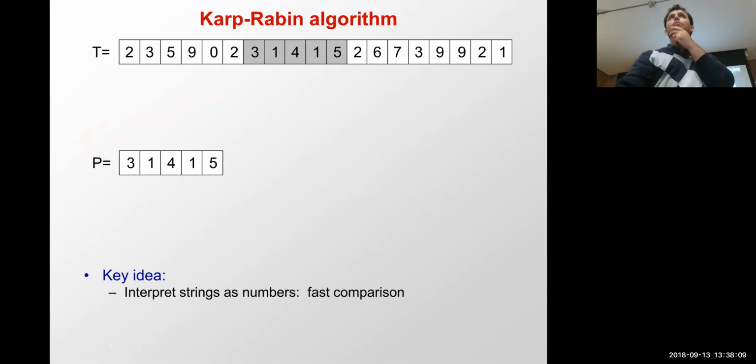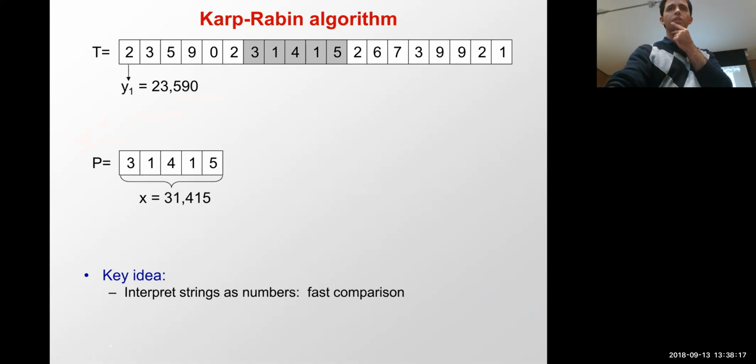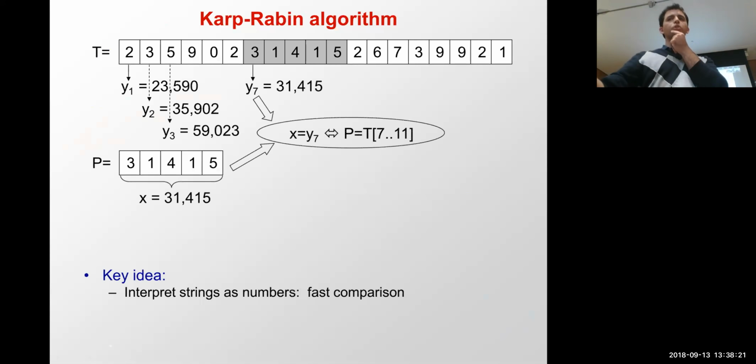Good. Everybody sees that? So that basically means that instead of strings, I'm going to think of them as numbers. Every single one of them is going to be a number, right? Then all I need to do is check whether the number y7 is the same as the number x. And if the two are the same, that basically means that the strings are the same. Who's 100% with me on this one? Awesome. Who sees the flaws?